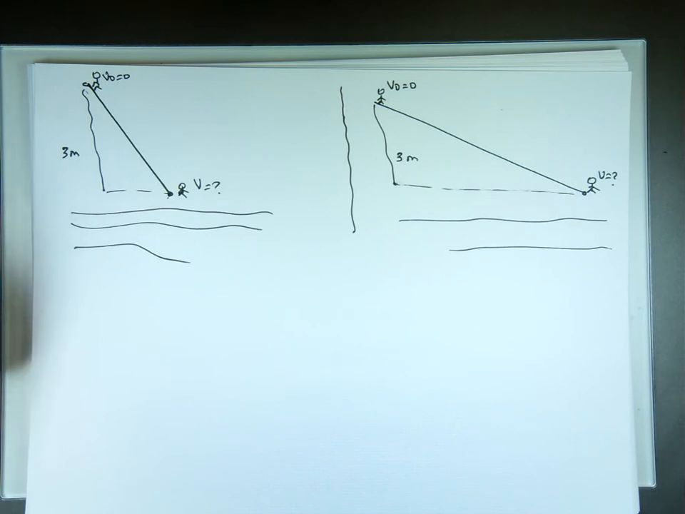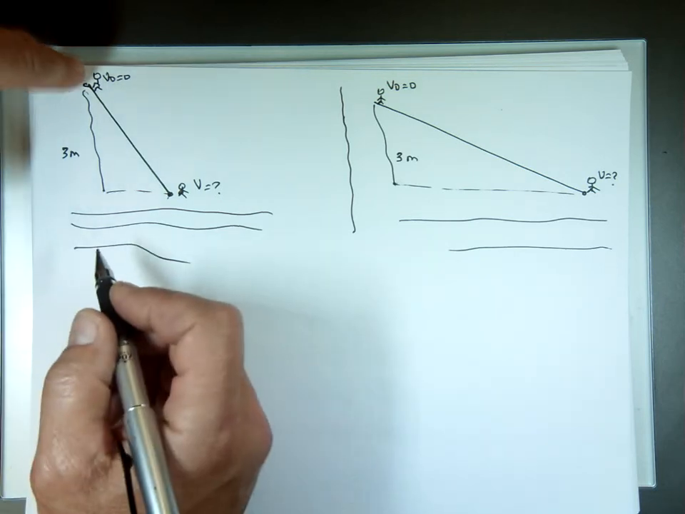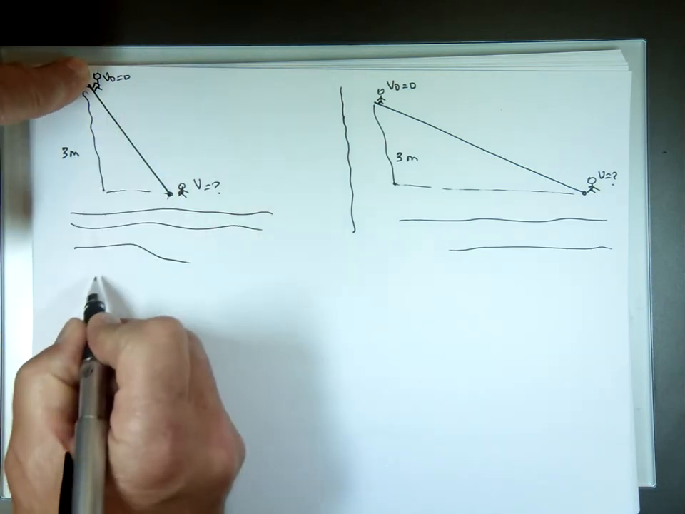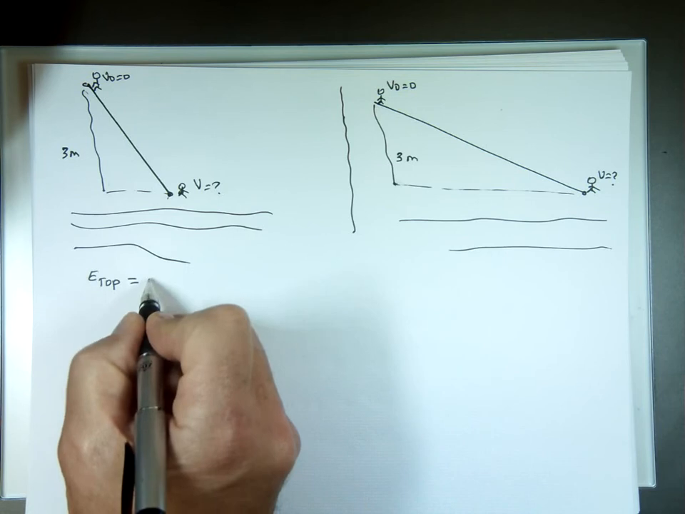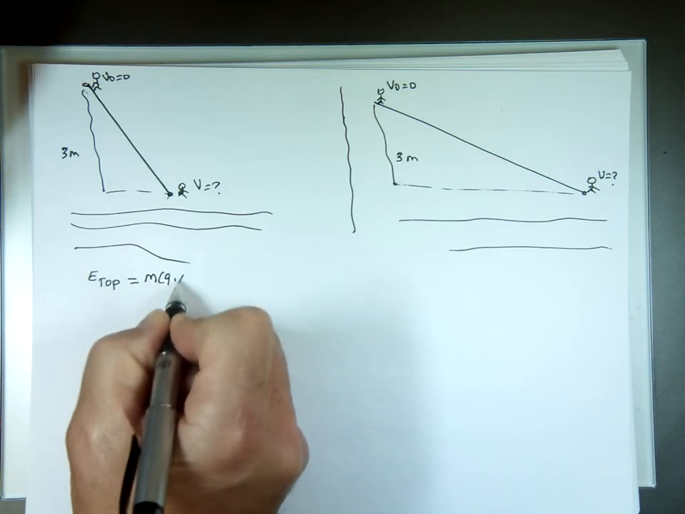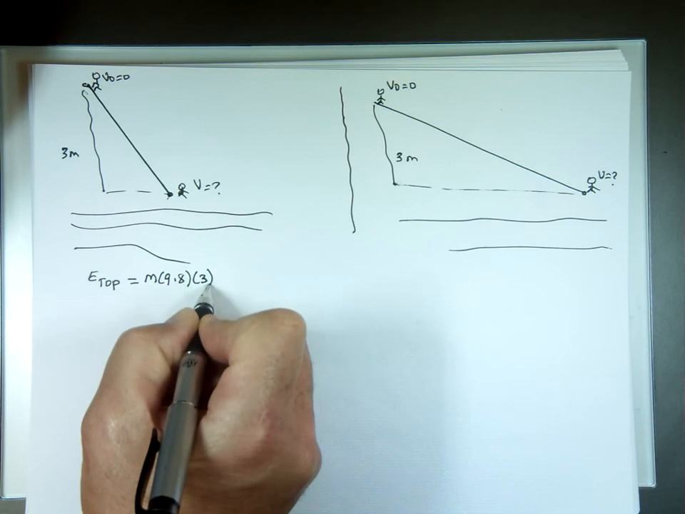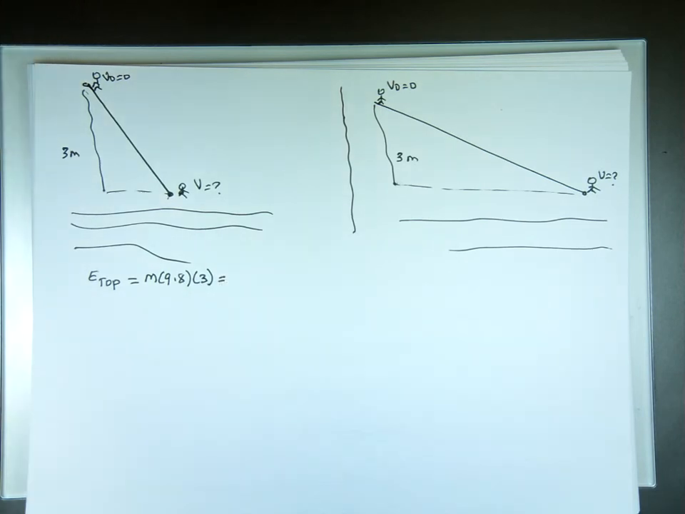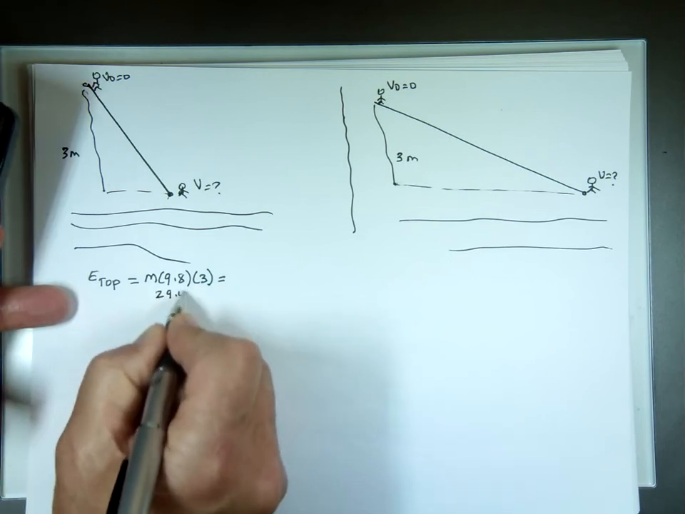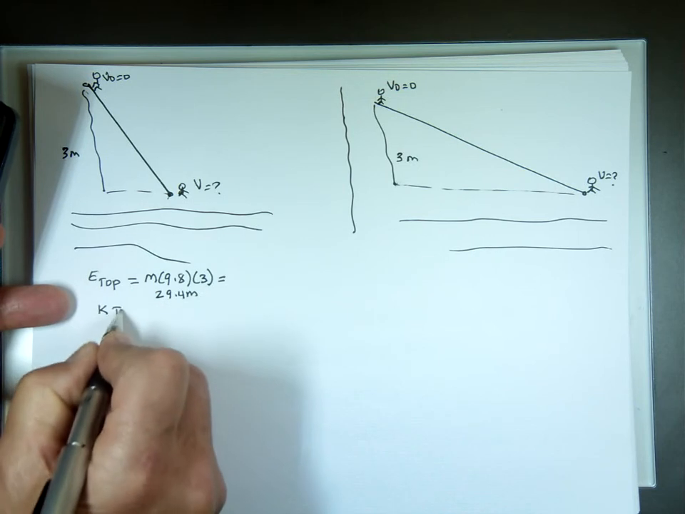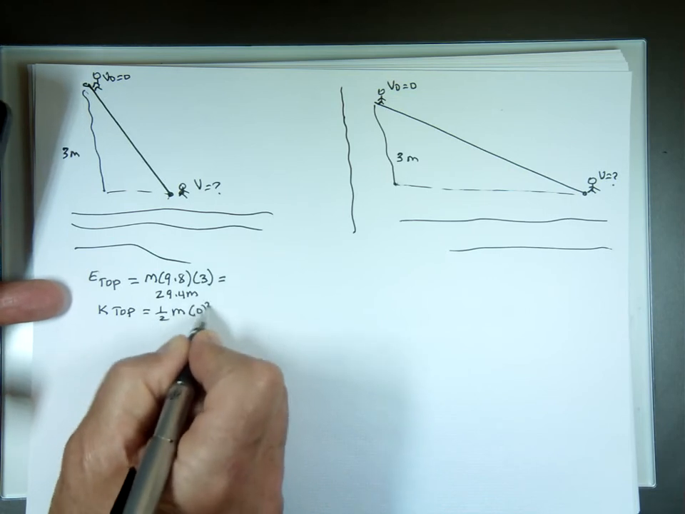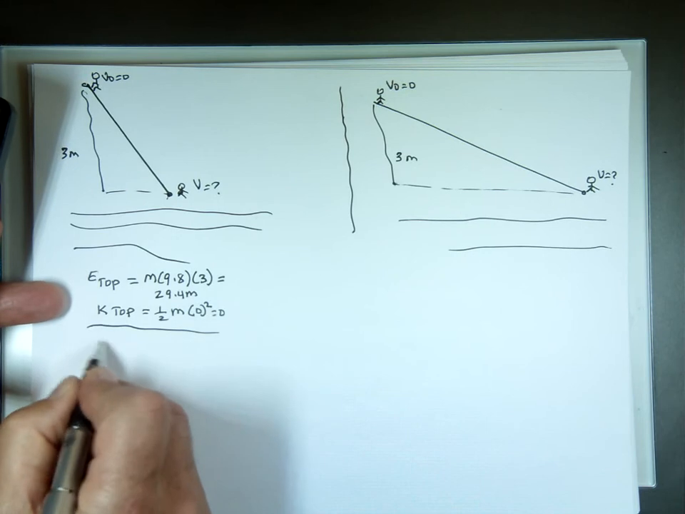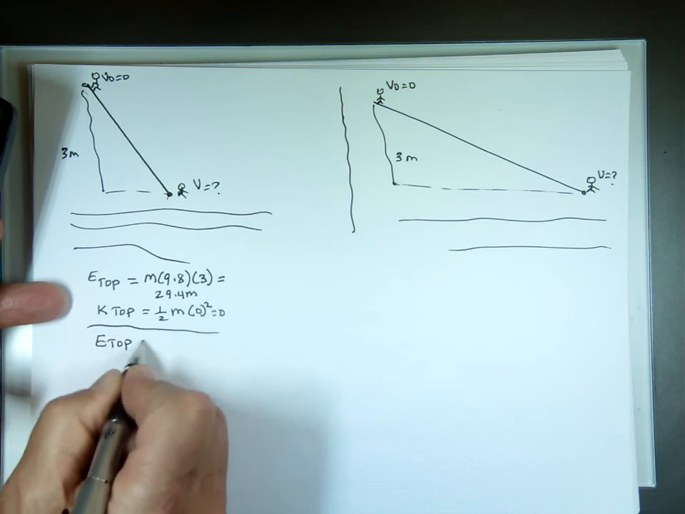Because when you look at the top here, there is no kinetic energy at the top. Here at the top is going to be only potential energy: mass, gravity 9.8 times the height, which is 3. That's 29.4 m. Your kinetic energy at the top is what? 1/2 mass times the velocity squared, and that's a 0. So what is the total at the top? 29.4 times m.